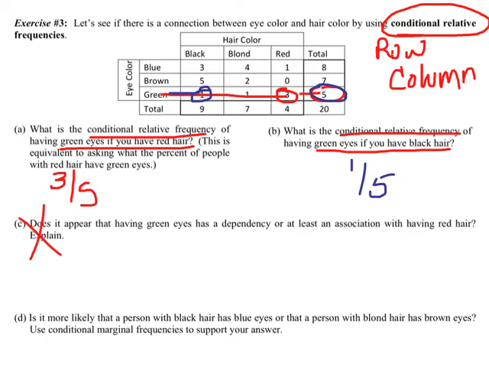Is it more likely that a person with black hair has blue eyes? Let's take a look. Black hair, blue eyes, 3 out of 9. Then, or that a person with blonde hair has brown eyes. So let's take a look at that one. Blonde hair, brown eyes, 2 out of 7.